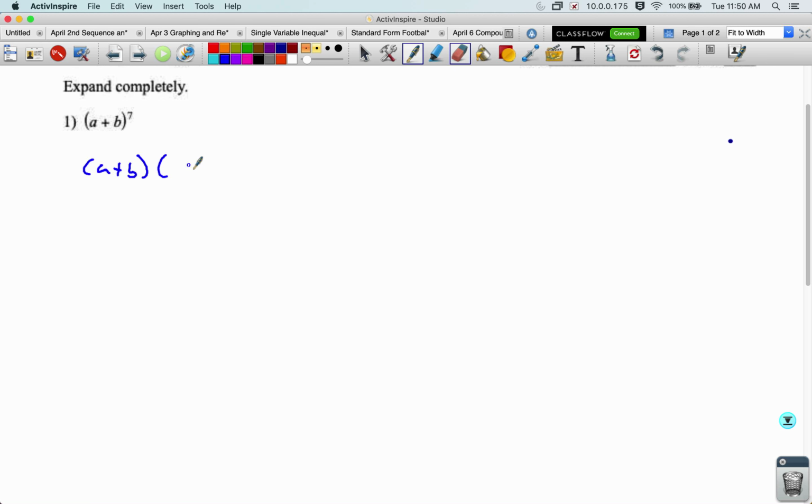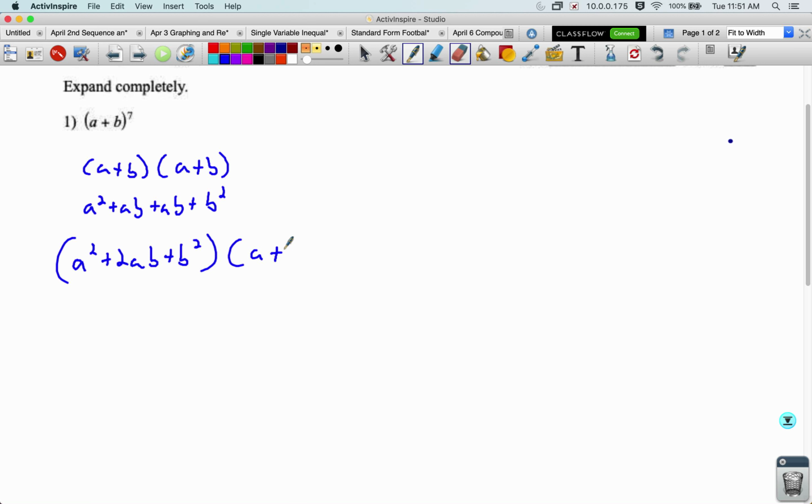So start with just an a plus b. I'm going to multiply it by another a plus b. This is going to give me an a squared plus ab plus ab plus b squared. And then combine like terms, I've got a squared plus 2ab plus b squared. Okay, parentheses around that. Multiply it by another a plus b.